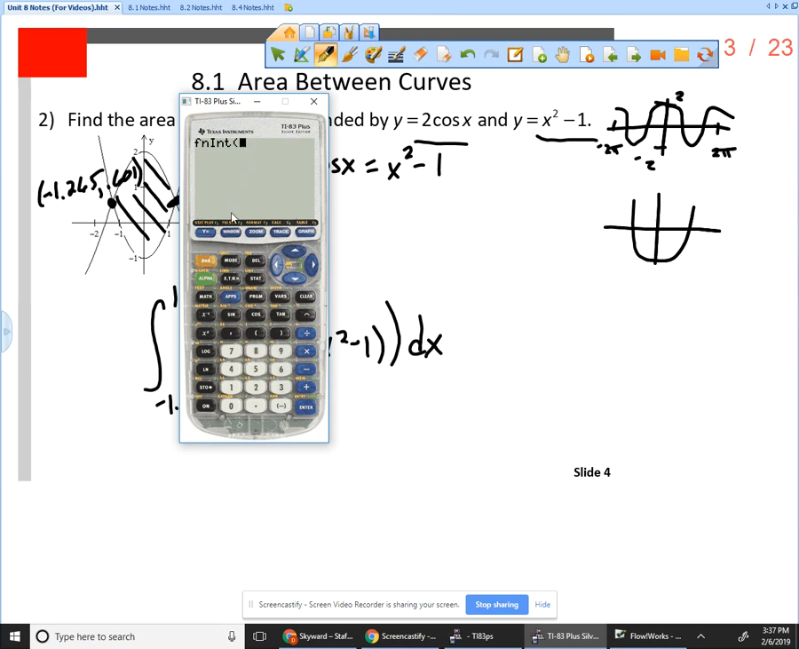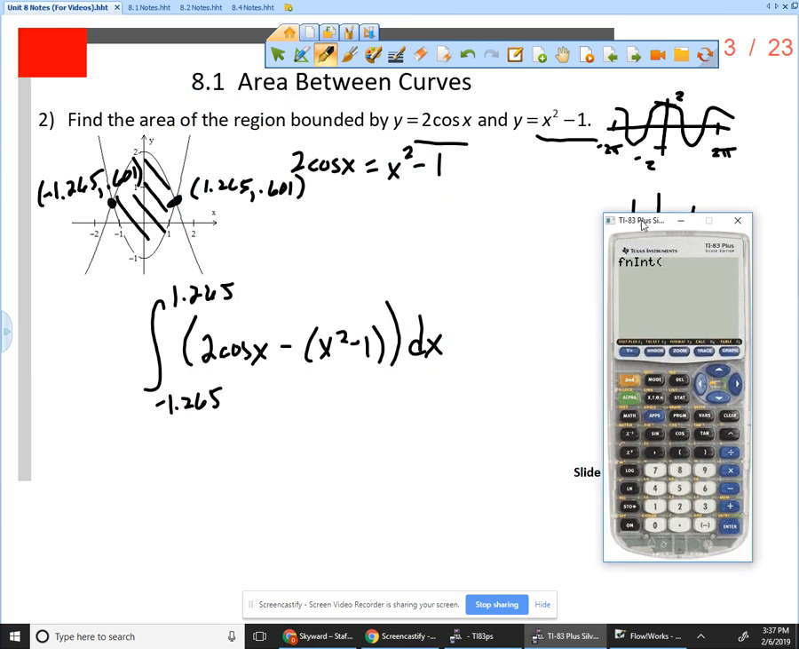Now what you want to do is put in the function that you are integrating, right? So you are integrating 2 cosine x minus x squared minus 1. So you could type in 2 cosine x, close parentheses on the x, minus, and then parentheses, x squared minus 1. Now I'm going to close parentheses on the x squared minus 1. Okay, that's the function. Then I type comma. Now the input asks with respect to which variable you're integrating. So comma x is the variable, comma now a.